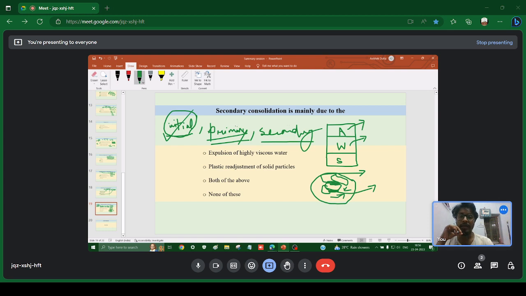So to sum up, what does secondary consolidation consist of? It consists of first the expulsion of the highly viscous water. Yes, this is true. And along with that, the soil particles start rearranging themselves permanently to get into a new arrangement. So it is a plastic readjustment of solid particles. Also true. So the answer to this question is both of the above.